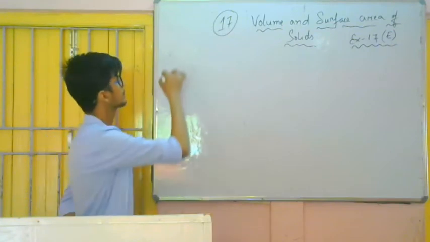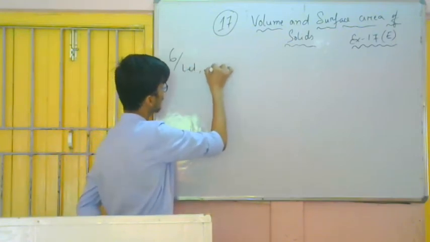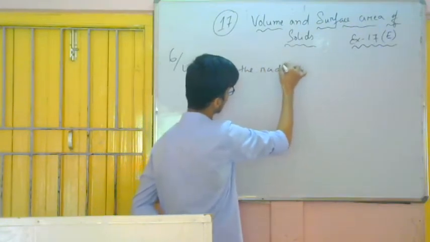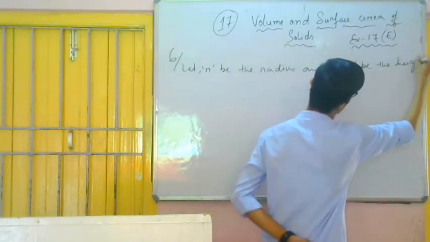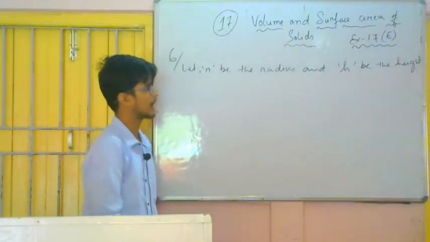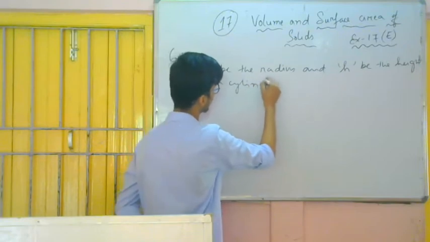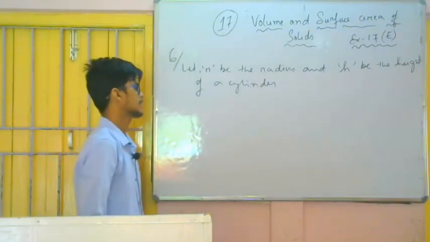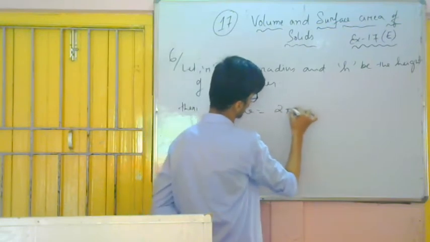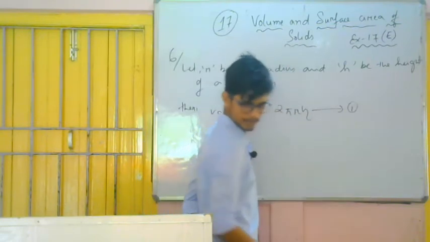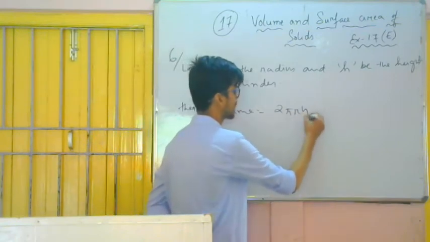Question number 6. Let r be the radius and h be the height of a cylinder. Then volume will be equal to 2 pi r h.